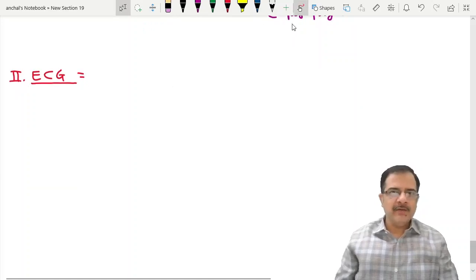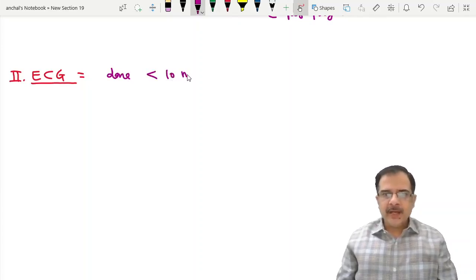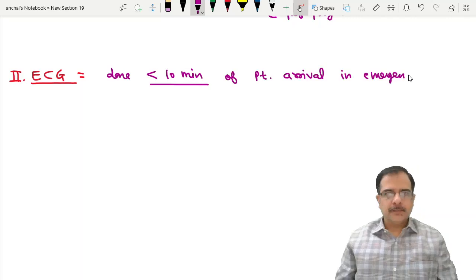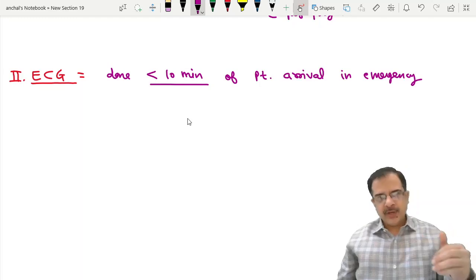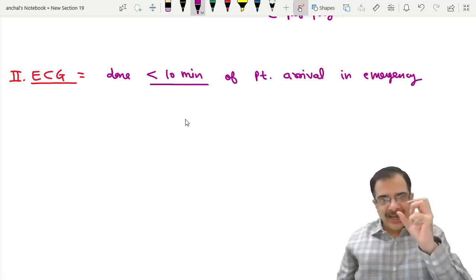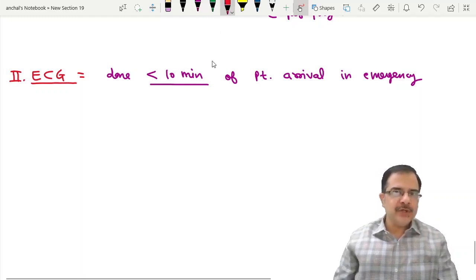A myocardial infarction. And according to the guidelines, an ECG should be done within 10 minutes of patient arrival in the emergency or in the hospital. So what should we be looking at in the ECG? The most important thing that we will be looking at is the ST segment. The ST segment is the most important portion of the ECG that we should look for.